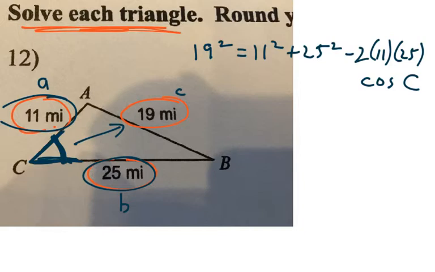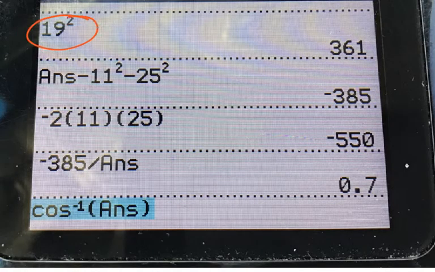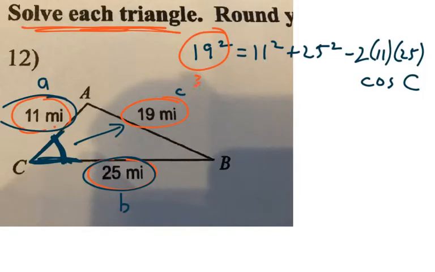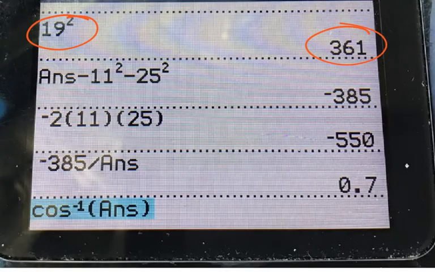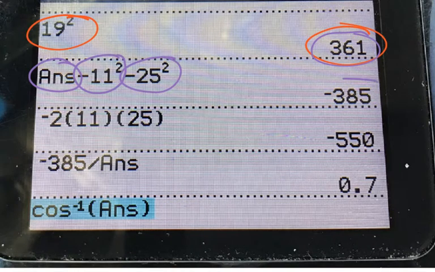Okay. First thing I'm going to do is 19 squared on my calculator. As you can see, 19 squared is 361. Right? So once I know that's 361, am I not going to go ahead and minus the 11 squared and then minus the 25 squared? I'm going to minus them and get rid of them, right? So that's what I did. I took my answer, 361, I minus the 11 squared, I minus the 25 squared, I ended up with negative 385.